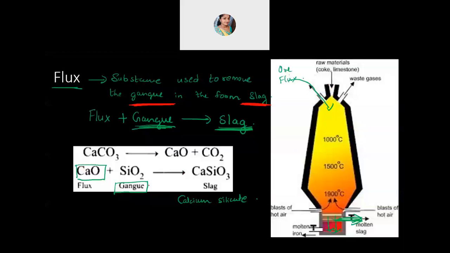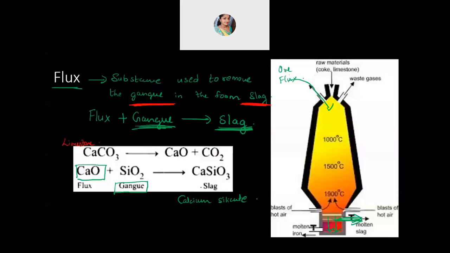Most of the time when we extract iron, limestone is added. Limestone is calcium carbonate. When limestone is added, the calcium oxide formed during heating combines with the sand, that is silicon dioxide, or silicates, and they form calcium silicate, which is the slag. I had shown that to you also.